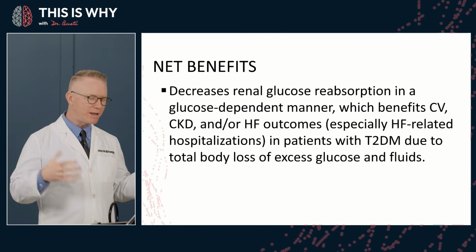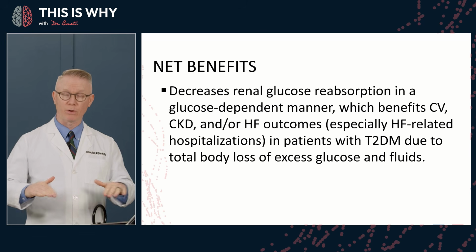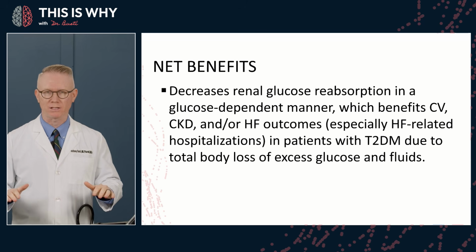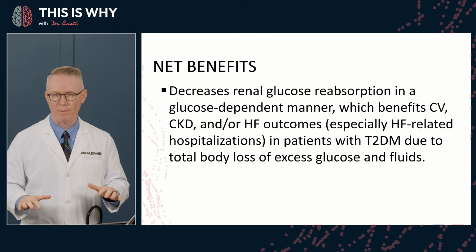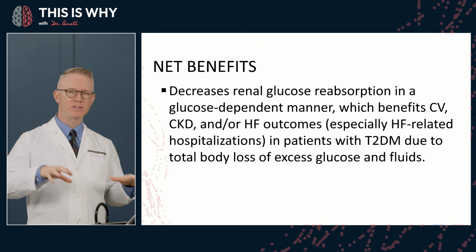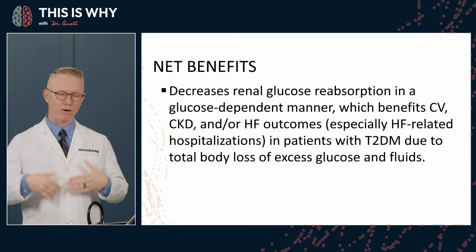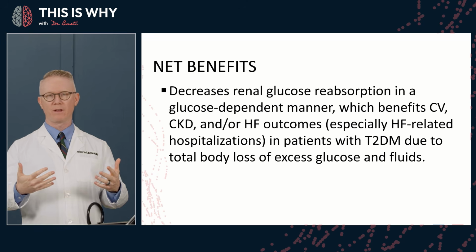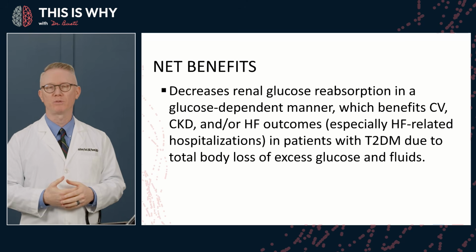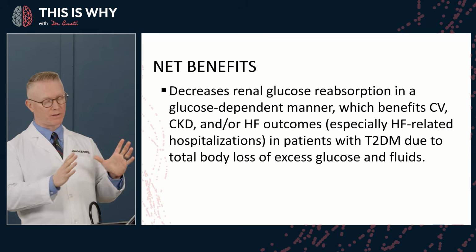All right, now we're going to pivot over to the net benefit. Why pick this drug class over something else in your bucket of tools that you can use to manage patients with type 2 diabetes? So the net benefit is that we're going to decrease glucose, but it's a unique mechanism, and we're going to see that here in a minute when I dive into the pharmacology. It impairs the reabsorption of glucose in a glucose-dependent manner. So the higher the glucose that we have, the more it's going to inhibit the reabsorption of that in the kidney, and it's specifically the proximal renal tubule.